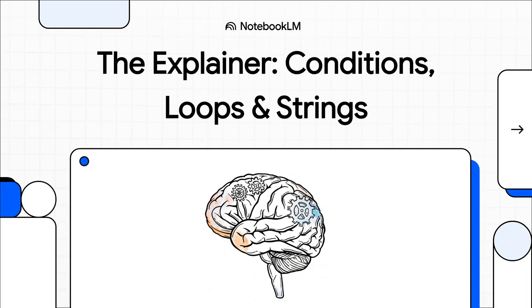Welcome to the Explainer. Today, we're going to pull back the curtain on how software actually works. We're going to give a computer program a brain, basically teaching it the fundamental skills it needs to make decisions, repeat actions, and even understand language.